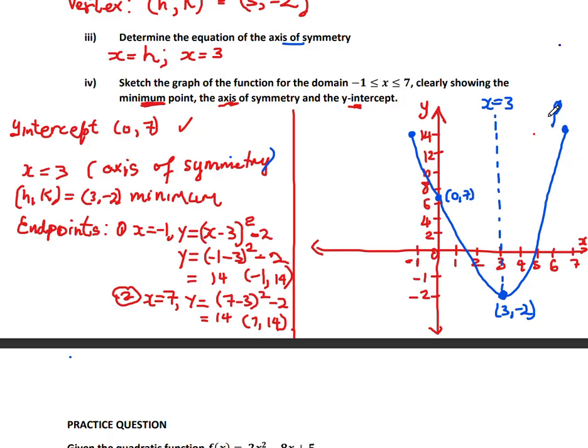And this is a sketch of our graph f of x. This is how we can derive the sketch of our graph for f of x. Critically, we were asked to exhibit the minimum point, which we did here, (3, -2). We also exhibited the y-intercept, which is (0, 7), and we exhibited the axis of symmetry. We also went further and computed the coordinates of the endpoints, which are these.